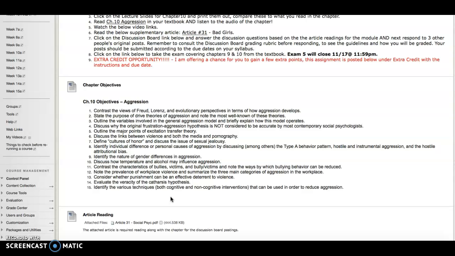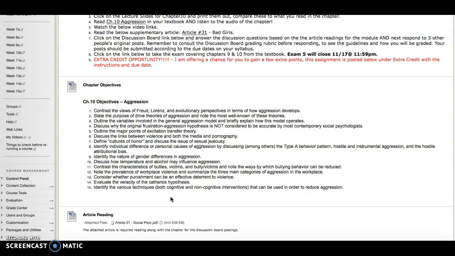However, the frustration aggression hypothesis has been kind of a rule of thumb guiding for a long time on where aggression stems from, but it's really not considered to be accurate by contemporary social psychologists, and you're going to be taking a look at why that is. It requires looking at it from a biological as well as from an evolutionary perspective, as well as social learning theory. So we're going to be going back to some of that to take a look at that.